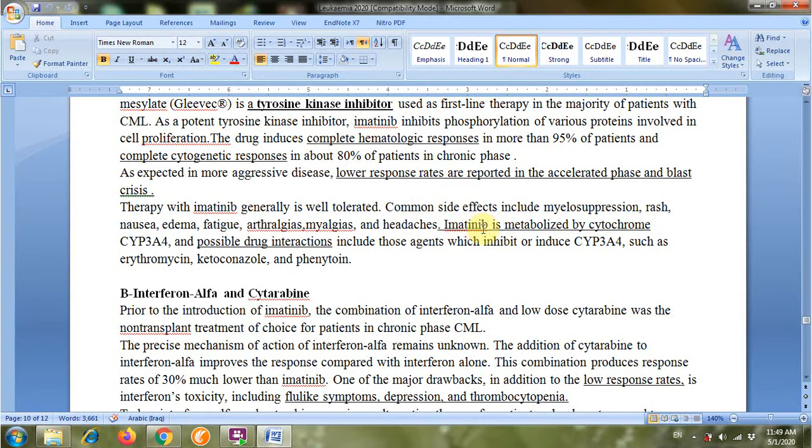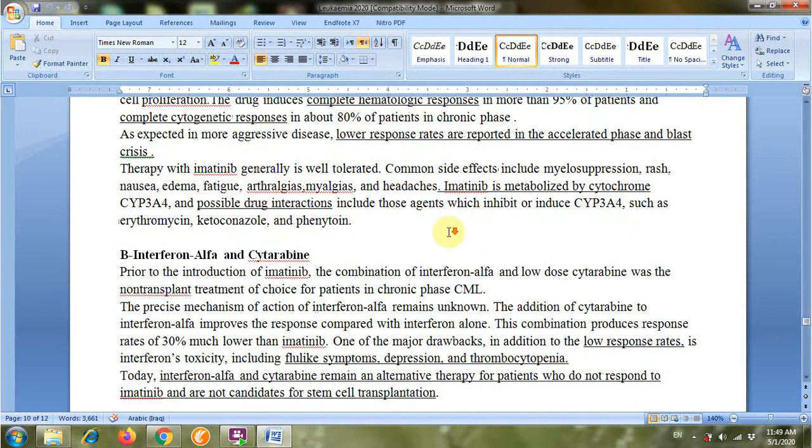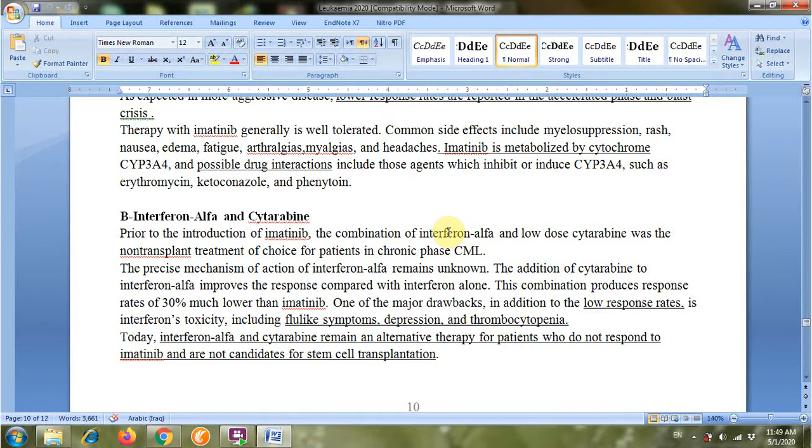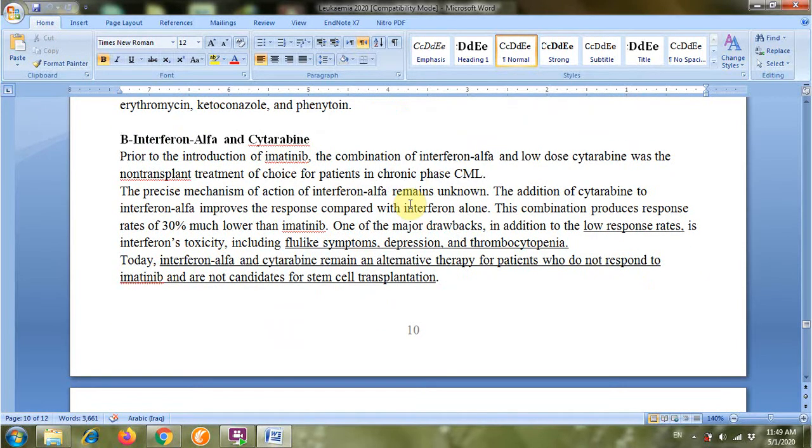But it is an enzyme metabolizer that affects cytochrome P450 if it is given with other drugs, especially antifungal drugs. If a person has a fungal infection, viral infection, whatever, it may affect the metabolism of other drugs. The other options are interferon and cytarabine combinations.